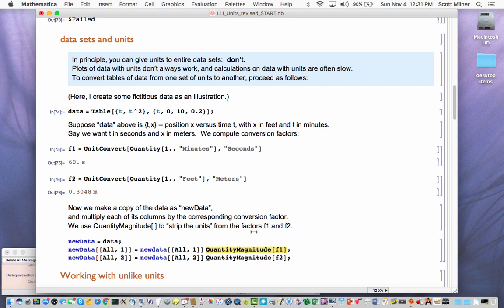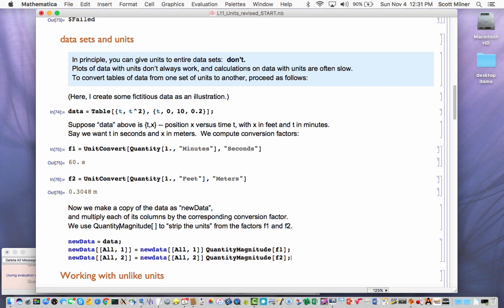So quantity magnitude strips off the units and gives me just this 60, and then that will convert the first column of the new data, in other words the time values, from minutes to seconds. Likewise, the second column of the new data, which is all rows second column, is equal to its previous self times the magnitude of the second conversion factor, the 0.3048, but without the meters.